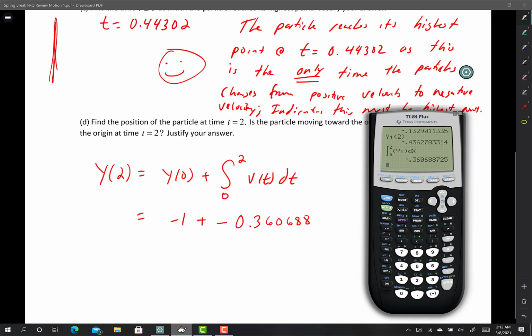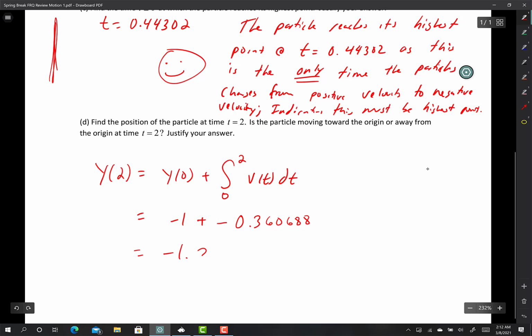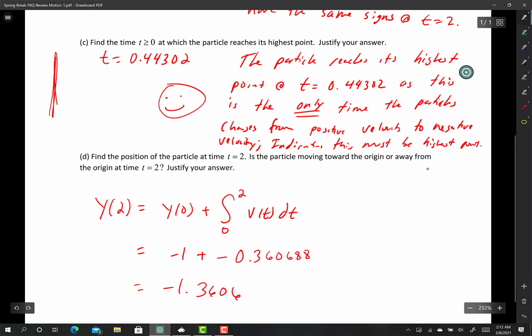I'm just going to push plus negative 1, really. Plus negative 1. So I'm at negative 1. Oh my God, Chavez, did you really do that? Yeah, I did, guys. As you can see, it's because it's 2 in the morning, so I can't believe I did that. Negative 1.3606. So there it is. Negative 1.3606.